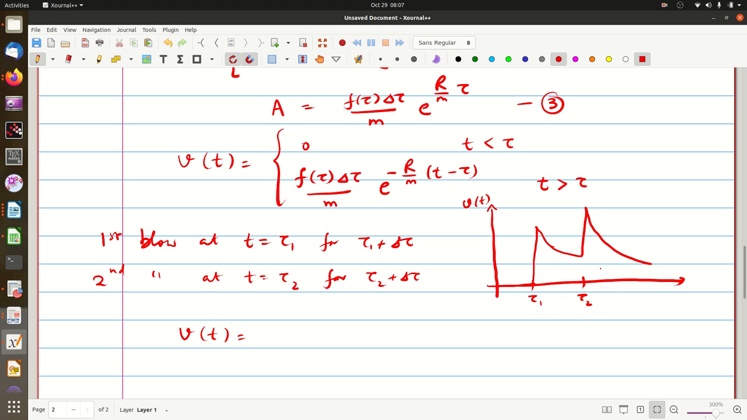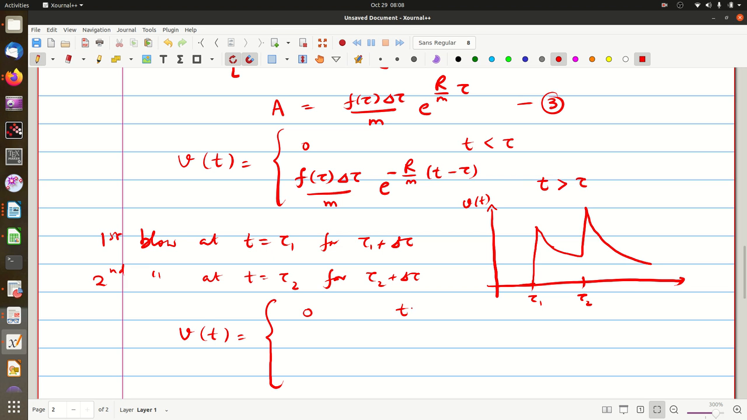What we are assuming here is that the blow given at tau 1 has nothing to do with the blow given at tau 2, because by that time it is just reacting to the blow, but the blow is not there anymore. The blow is completed. So this is a completely fresh blow which is given to the particle again at time tau 2. So we can easily solve this in the same way.